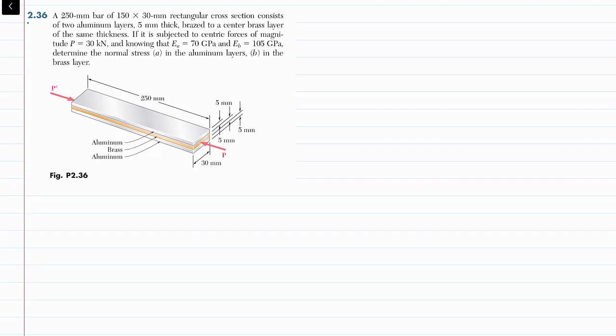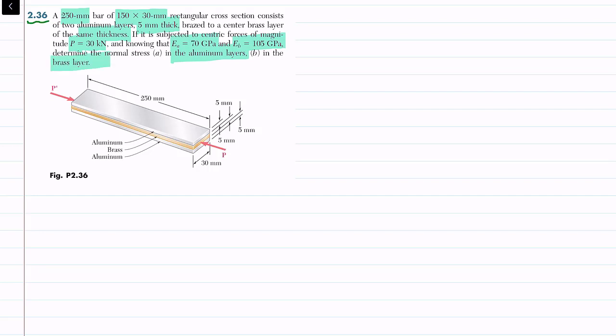Welcome back. Problem 2.36. In this problem, it is given that a 250 millimeter bar of 15 by 30 millimeter rectangular cross section consists of two aluminum layers of 5 millimeter thickness brazed to a center brass layer of the same thickness. If it is subjected to a centric force of magnitude 30 kilonewton, and knowing that the modulus of elasticity for aluminum is 70 gigapascal and for brass it is 105 gigapascal, determine the normal stress in the aluminum layer and in the brass layer.